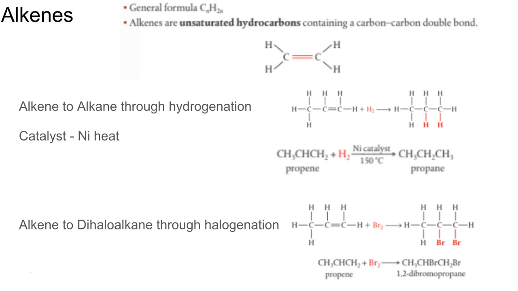We can do the same thing with bromine. So we can go from an alkene to a dihaloalkane through halogenation. Now notice that halogenation in alkanes required UV light as a catalyst. We do not need a catalyst for alkenes. This reaction will happen on its own. So we can see we've added 2 bromines on both of the carbons of that double bond.